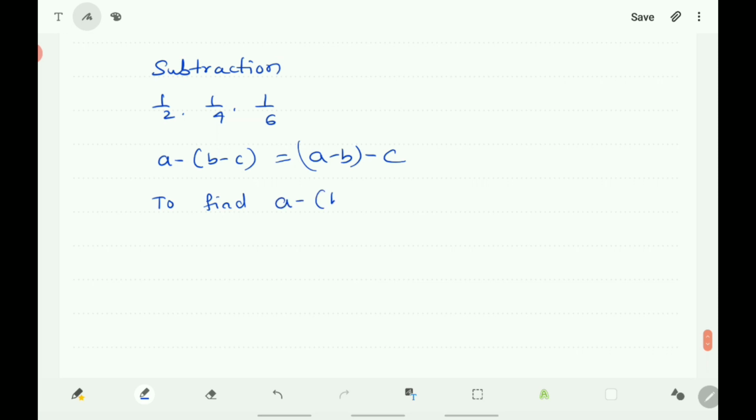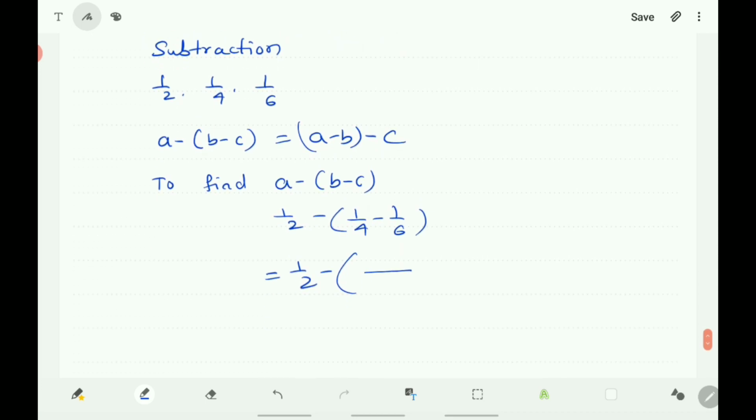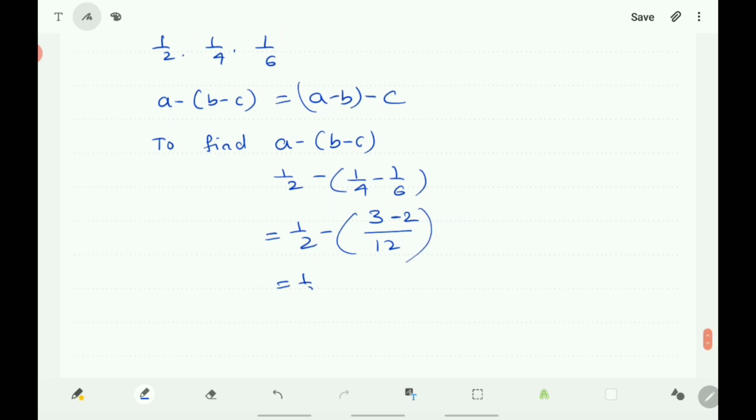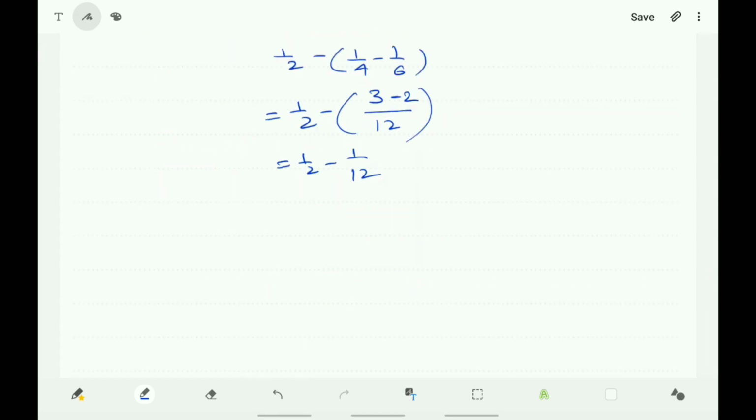So you take first to find A minus B minus C. So A is 1 by 2 minus B minus C is 1 by 4 minus 1 by 6. That is 1 by 2 minus, here the LCM of 4 and 6 is 12. So it is 4 3s are 12, 3 minus 6 2s are 12, 2. So it is 1 2s are 2. So it becomes 1 by 2 minus 3 minus 2 is 1 by 12. 1 by 2 minus 1 by 12.